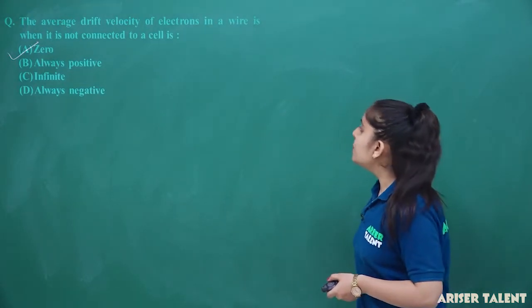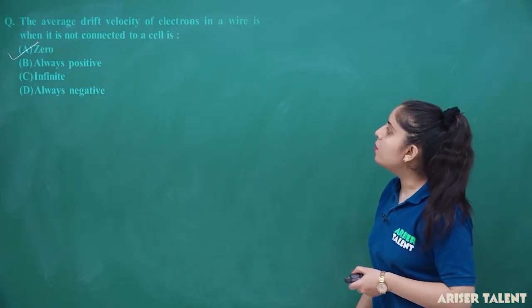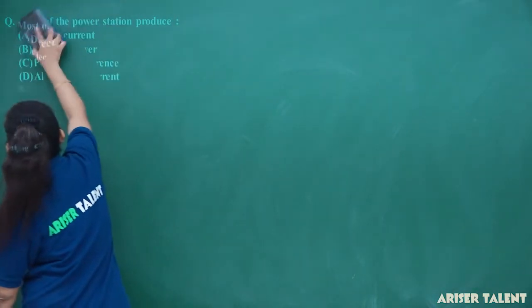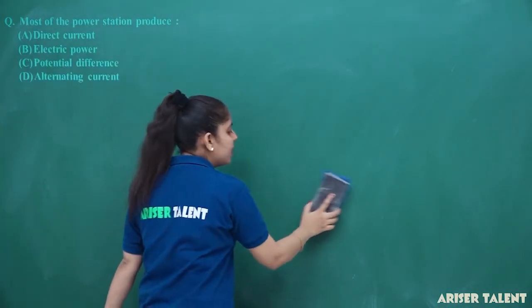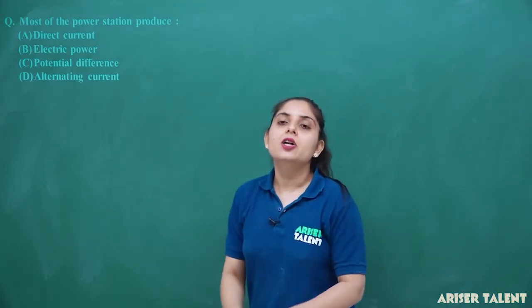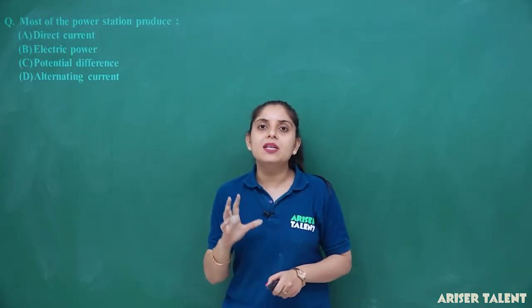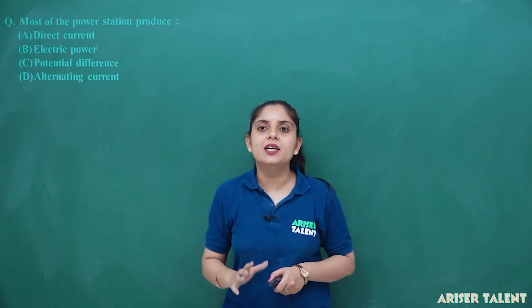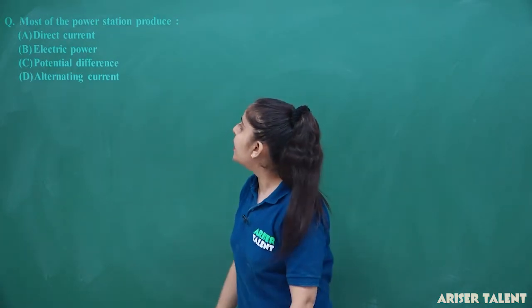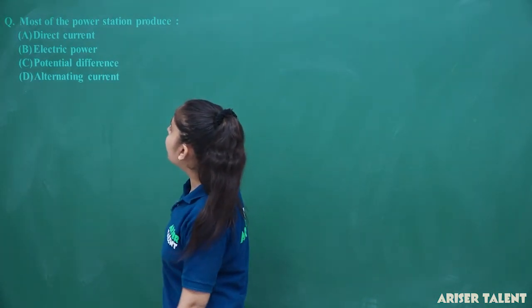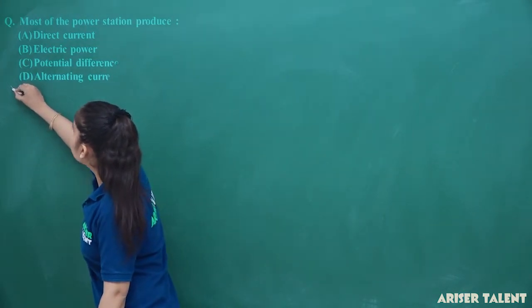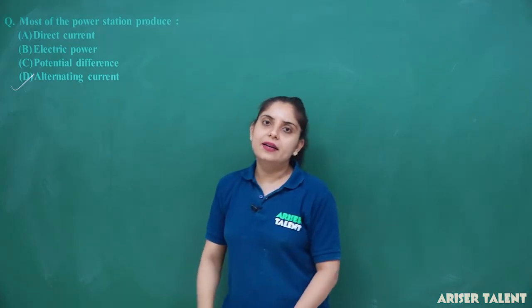Now, let's move to the next question in this sequence. Most of the power stations produce. We have discussed alternating current and direct current. We have just seen that most of the power stations, it means 90% of the production of energy, is always in the form of alternating current. Which is the correct option here? Direct current, electric power, potential difference and alternating current. The correct option is alternating current.